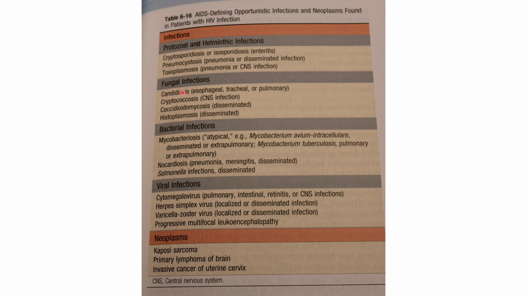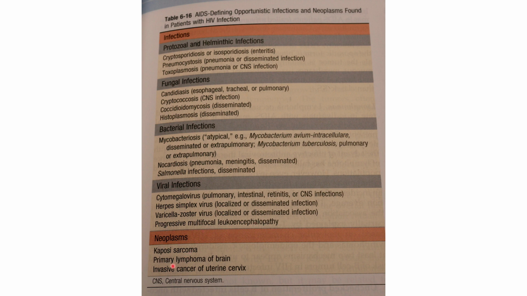Fungal infections, which run the gamut: candidiasis, cryptococcus, coccidioidomycosis, and histoplasmosis. Bacterial infections, you get mycobacteria, usually atypical, such as Mycobacterium avium intracellulare, which is either disseminated or extrapulmonary, and Mycobacterium tuberculosis, which is either pulmonary or extrapulmonary. Sarcoidosis is another one, salmonella. Viral infection, CMV is common. Herpes simplex is common. Varicella, progressive multifocal leukoencephalopathy.